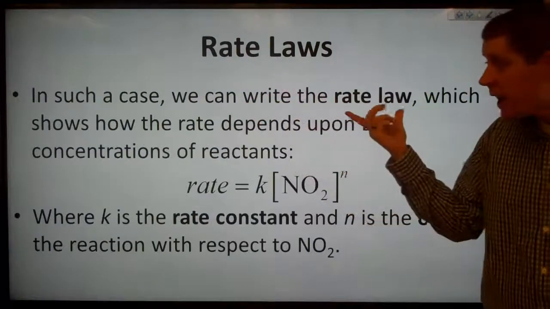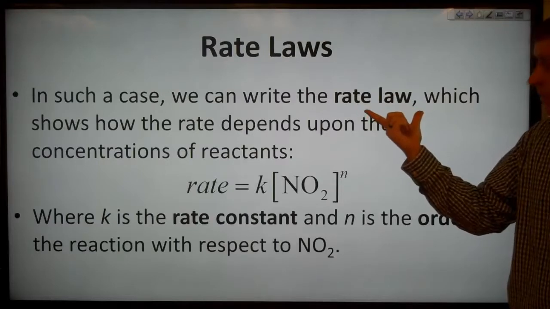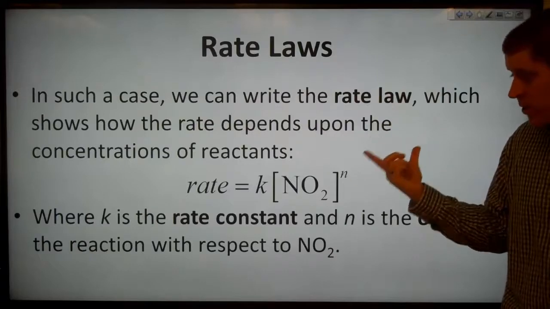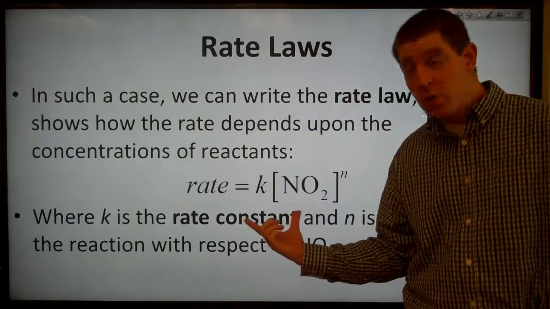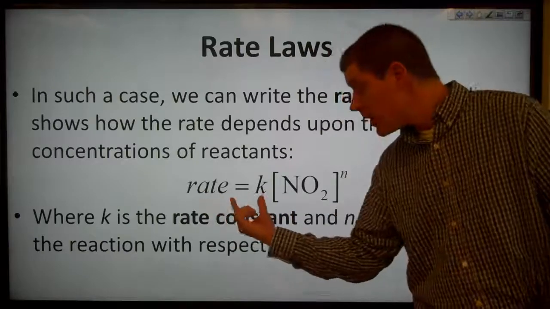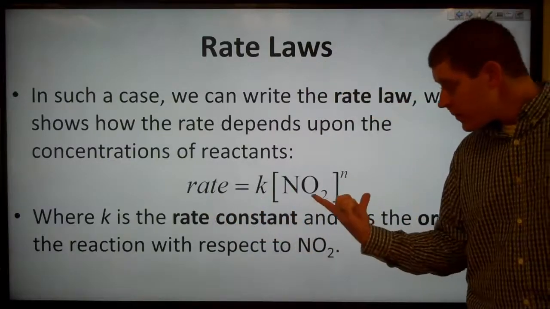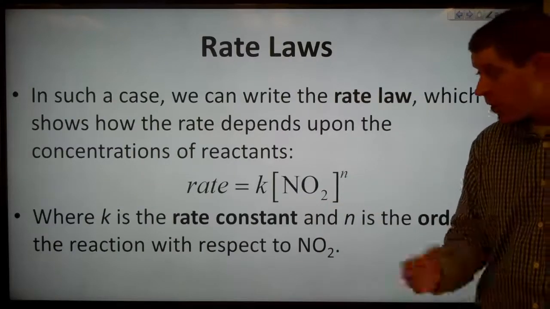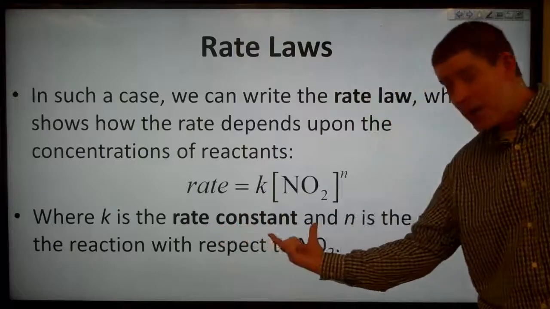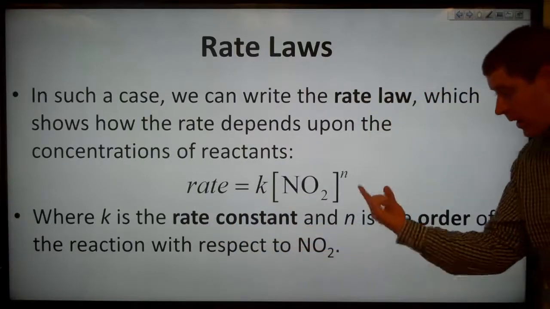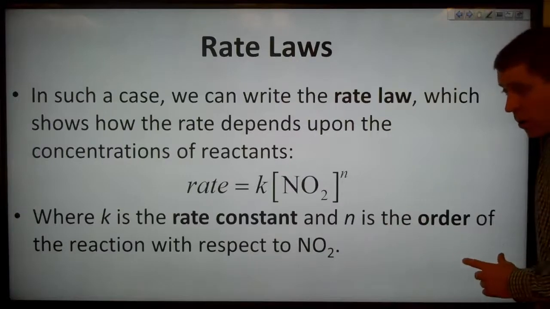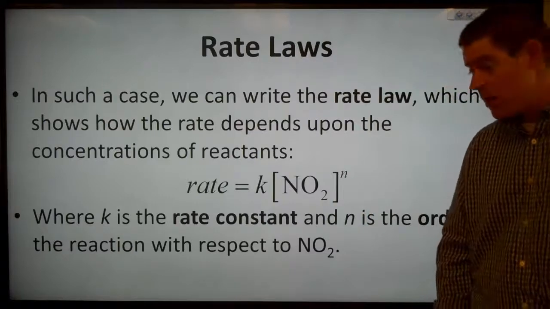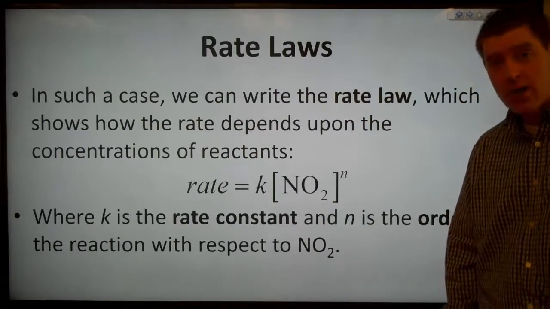In this case, we can write a rate law, which shows how the rate depends upon the concentrations of the reactants. With our NO2 decomposition, we can say rate is equal to k times the concentration of NO2 to some power n. This k is our rate constant, and n is called the order of the reaction with respect to what's inside the brackets, so the NO2. It's the order of reaction of NO2.